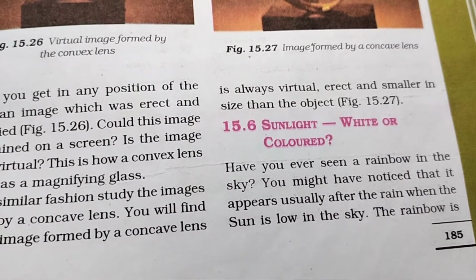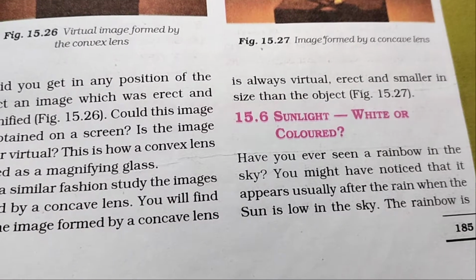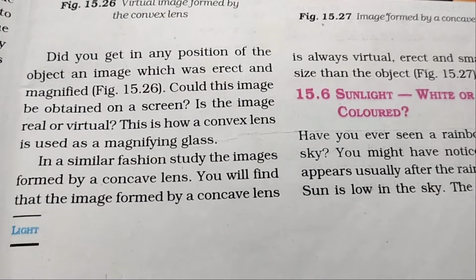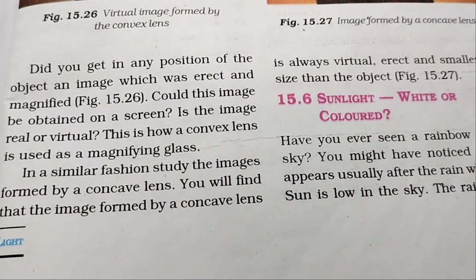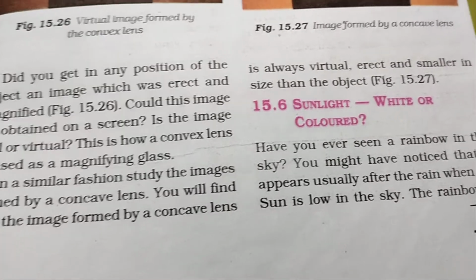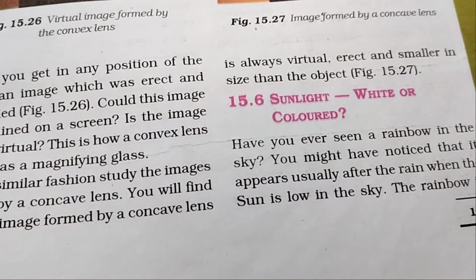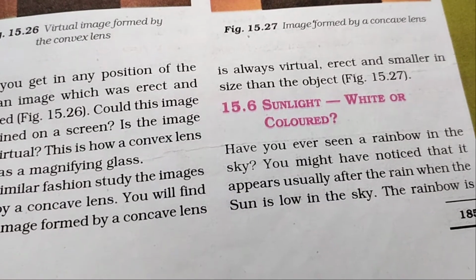Virtual means that, and it is erect and comparatively smaller in size than that of the object. Please underline this. This is the result, or you can say inference, of what kind of images are being formed by the concave lenses. It is always virtual, erect and smaller in size than that of the object.